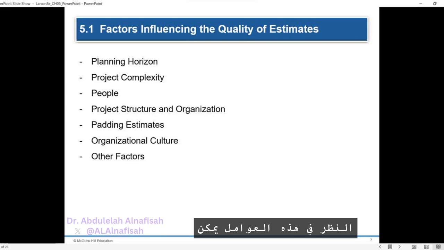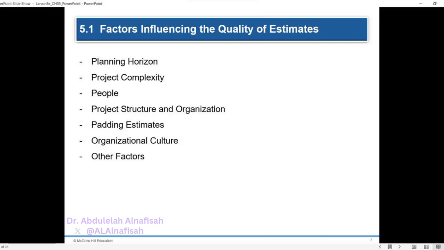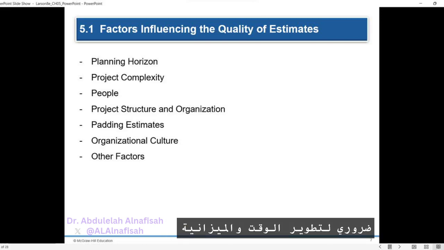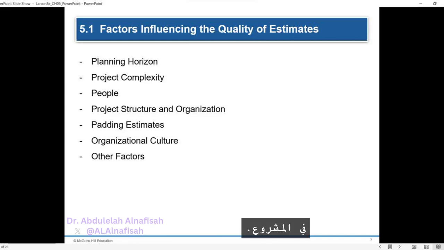Considering these factors can improve the quality of time and cost estimates, which are essential for developing a time-phased budget and effective project control.